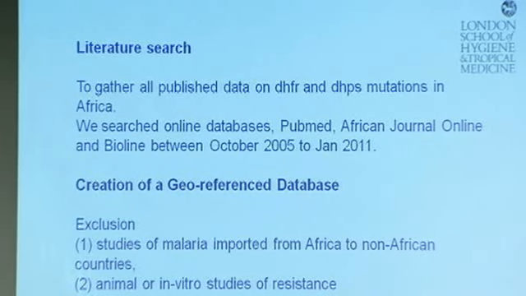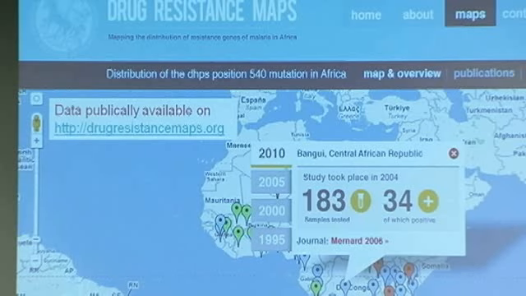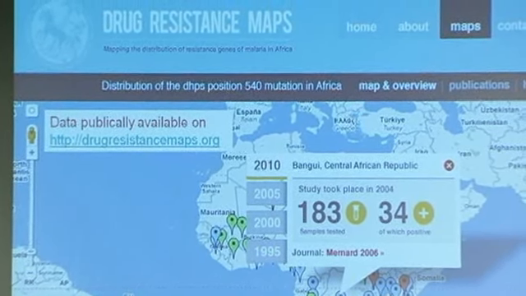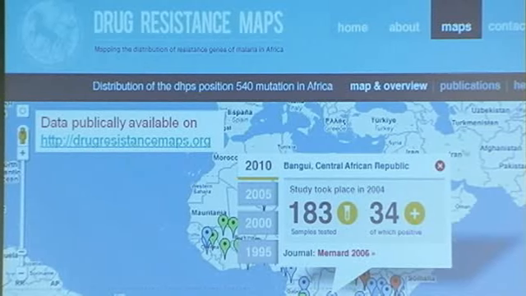We did a literature search. We pulled out all the publications on DHFR and DHPS in Africa. We excluded studies where malaria had been imported from Africa to non-African countries because we wanted to geo-reference all the cases. We've made these available on a website called drugresistance.maps.org. Essentially, it just maps all the sites of studies where these genes have been looked at.